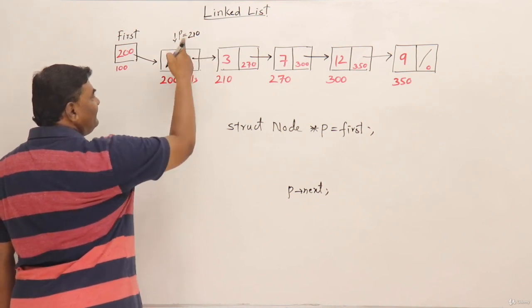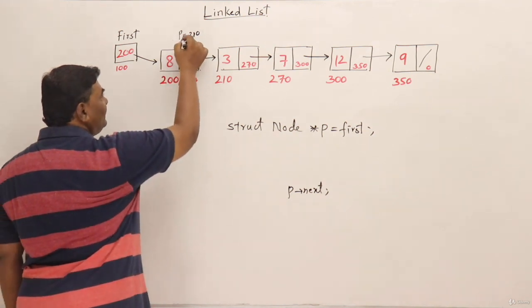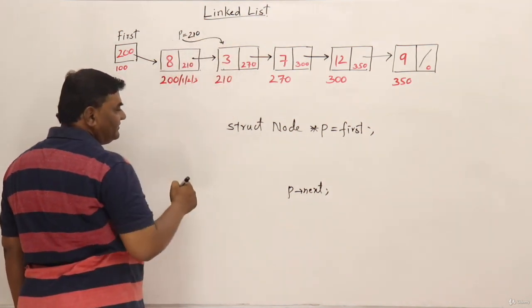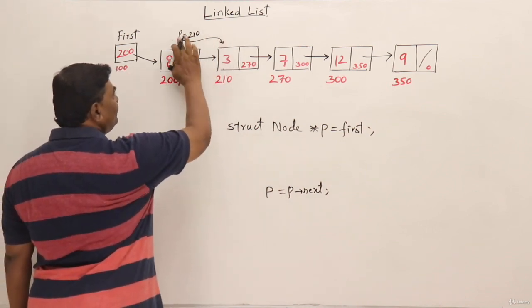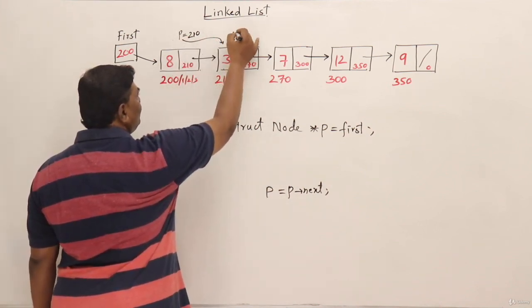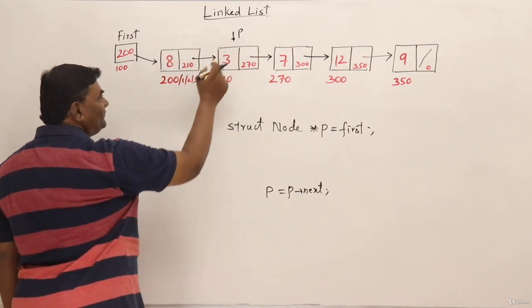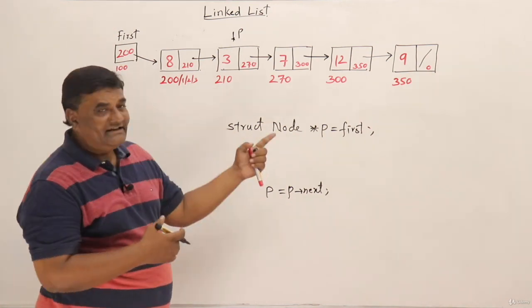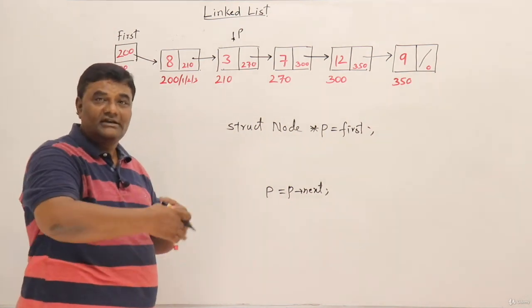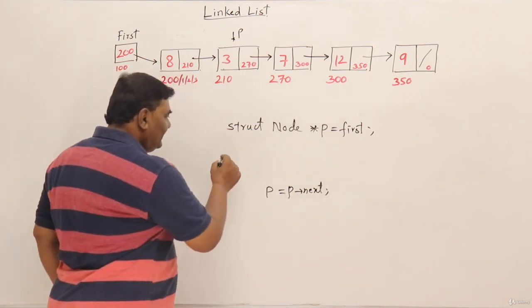When this is given to P, it became 210, which means P is not pointing on 200 now. It's pointing on this node 210. So assign to P. This means P has moved to the next node. I'll remove this. In this way, I can again move to the next node and the next node and the next node. I can go on doing this, so this should be done repeatedly in a loop.